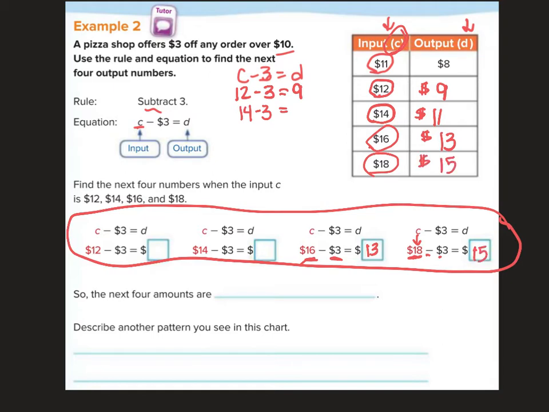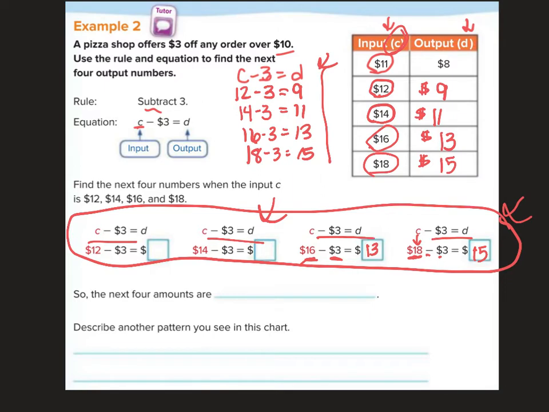Okay, so do you need to show your work on all this? Yes. Could you show it this way? Yeah, of course: 14 minus 3, 16 minus 3 is 13, and 18 minus 3 is 15. Could you show it this way, rewriting the equation every time? Yeah, you could do that too. Okay, so the next four amounts are $9, $11, $13, and $15.